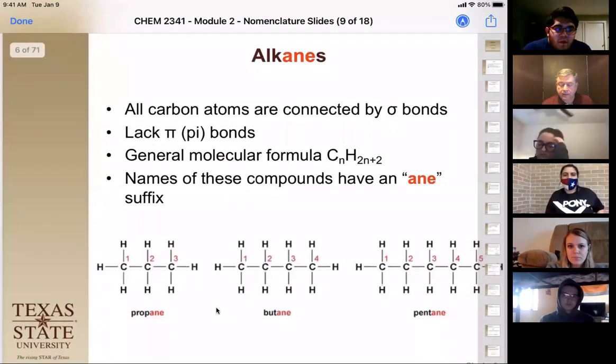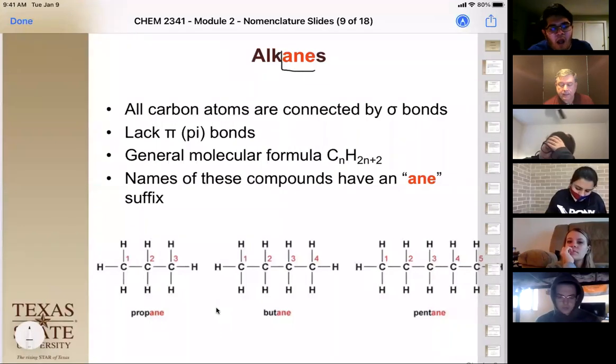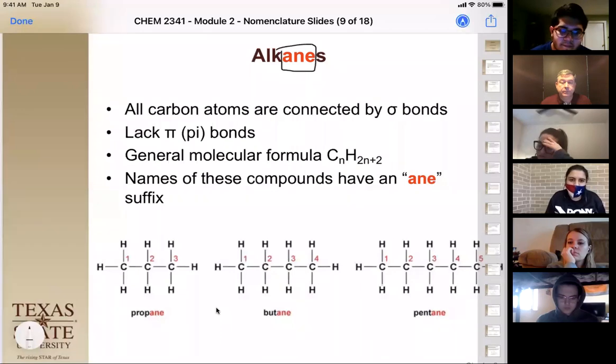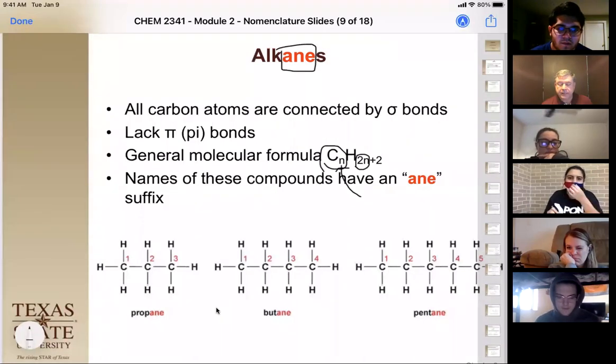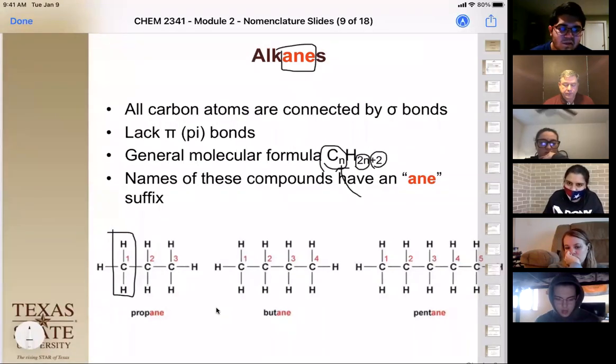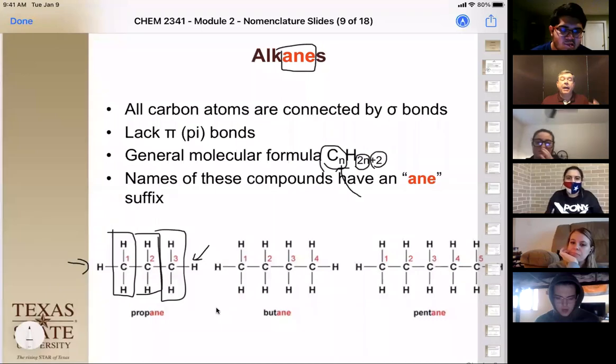Alkanes, the key here is this ANE. That AN tells you that you have only sigma bonds. There are no pi bonds, and its general formula is any number of carbons, and you can always figure out how many hydrogens there are by taking 2 times the number of carbons and adding 2 on the end. So if you think about it here, you have 2 hydrogens, 2 hydrogens, 2 hydrogens here, and then you have to tack 2 on the end. Okay, so this is an alkane.